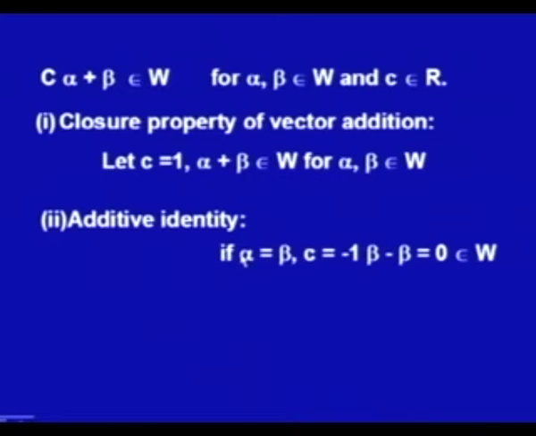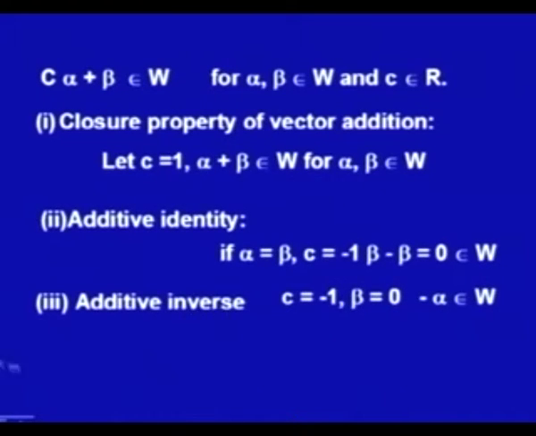Let us see the second property, additive identity. Here, if alpha is equal to beta and if C is equal to minus 1, if you consider this, then in this property beta minus beta is nothing but the null vector. So, if C alpha plus beta belongs to W for all values of alpha, beta and C in R, then beta minus beta is equal to 0 will also belong to W. So, this shows that there exists an additive identity in W. So, the existence of the additive identity in W is established in terms of this condition.